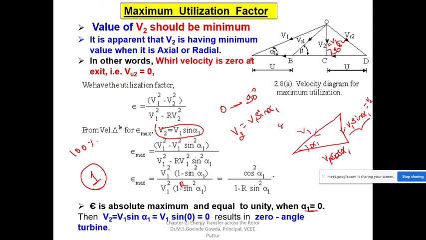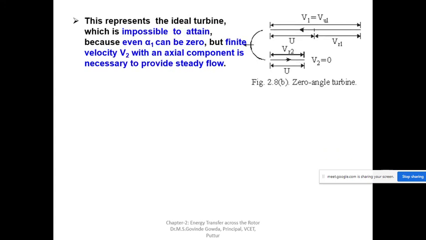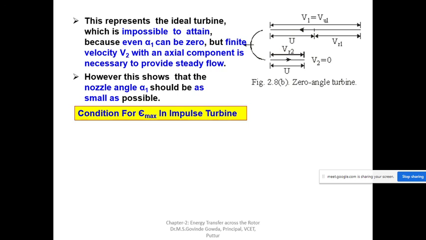So if my alpha 1 is 0 here, then it becomes maximum. So for that reason, the condition for maximum utilization factor is cos square alpha 1, this is the condition here, 0 angle turbine. Is it an impulse turbine only, sir? If V2 is 0, we cannot say it is an impulse turbine. If degree of reaction is 0, then we can say it is an impulse turbine. Otherwise, we cannot say it is an impulse turbine here.